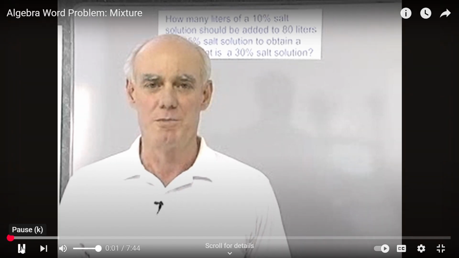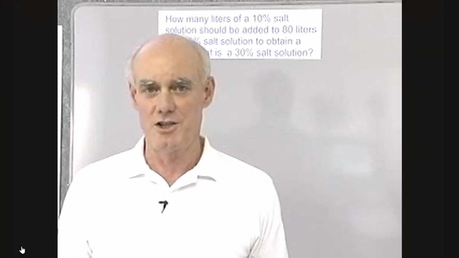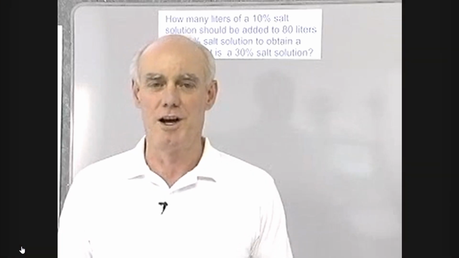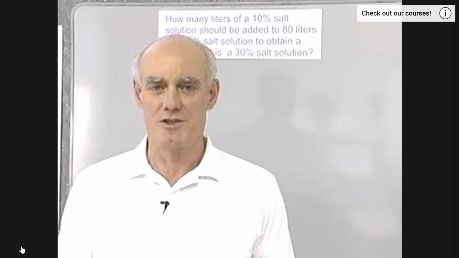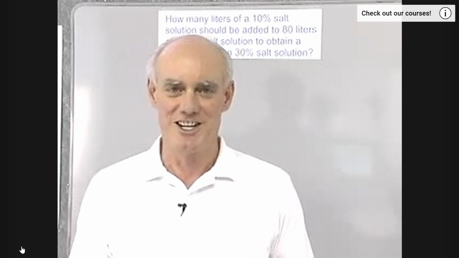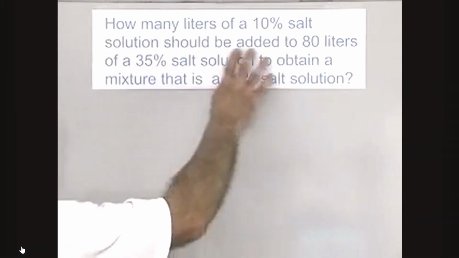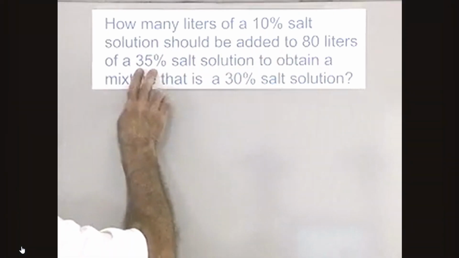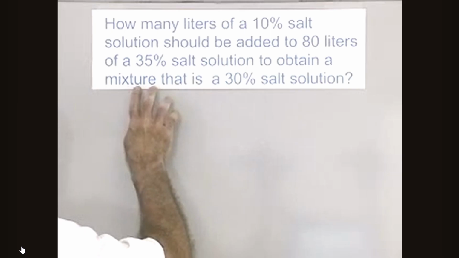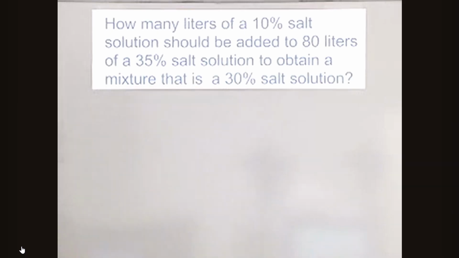This problem involves mixtures of solutions that contain salt to get a certain percentage of salt in a final solution. Let's take a look. How many liters of 10% salt solution should be added to 80 liters of 35% salt solution to obtain a mixture that is 30% salt solution?